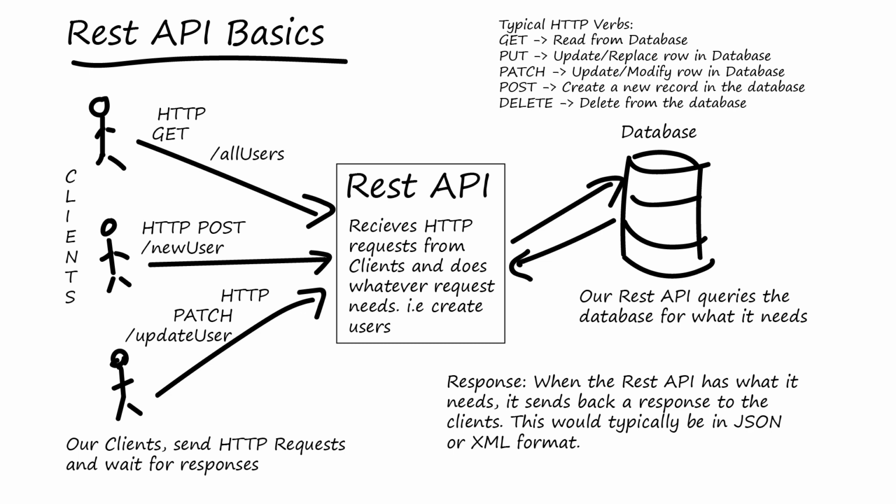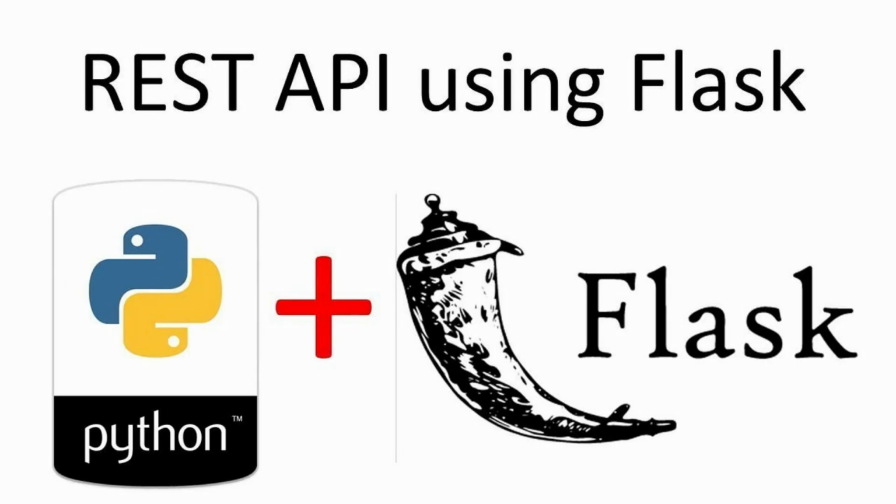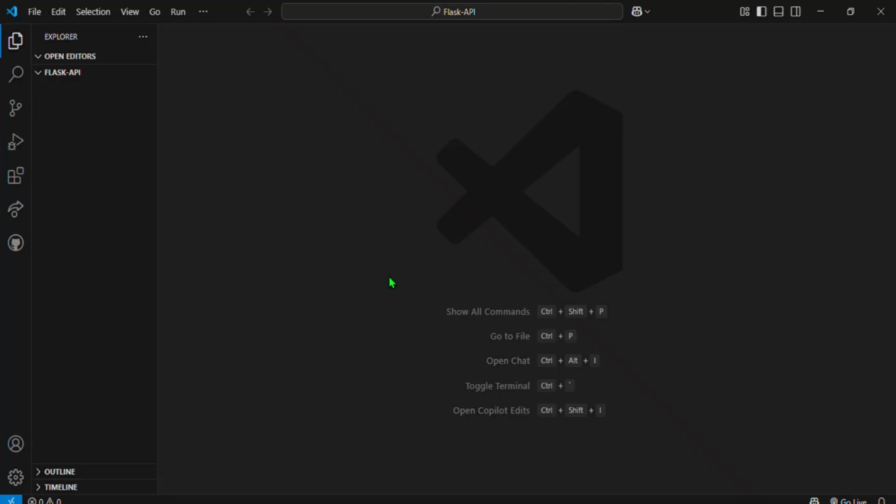So basically there are two main types of APIs. The first one is RESTful API, which is Representational State Transfer. It is the most commonly used and it works with JSON data. The second one is GraphQL API, which is more flexible and used by Facebook, GitHub, etc. In this video, we will create a REST API using Flask, which is one of the most popular Python frameworks.